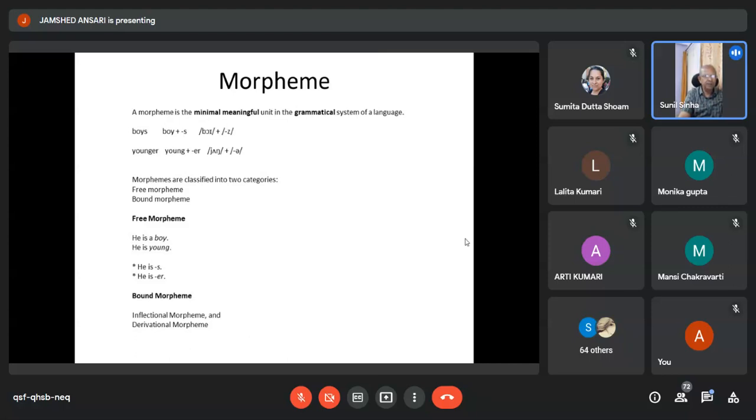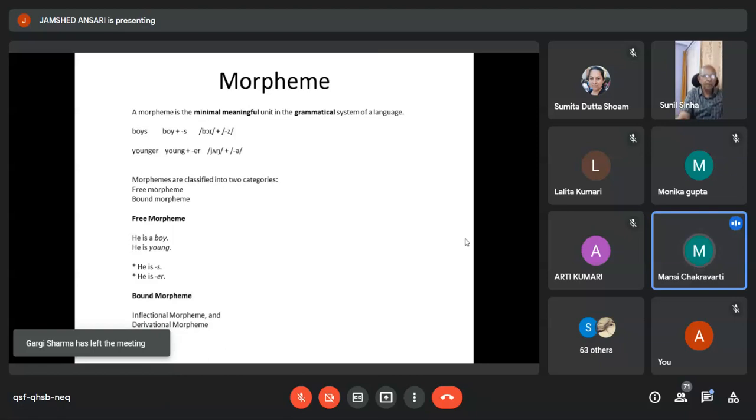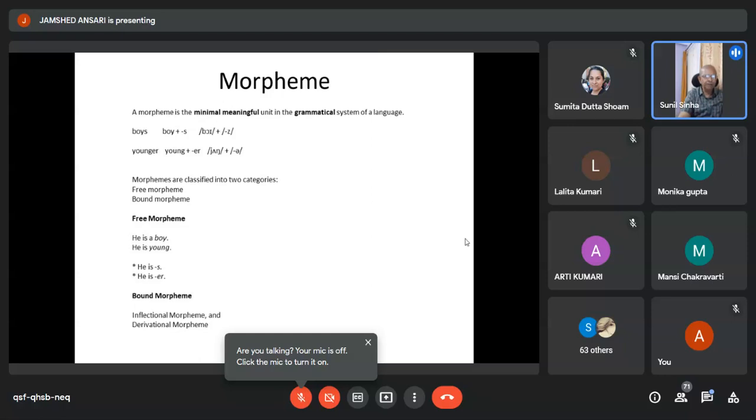Did you understand the concept of morpheme? Yes, sir. Anyone has a doubt? Sir, does the same rule apply to the words which act as adjectives as well as adverbs, depending on the sentence in which they are used? You are talking of ER?